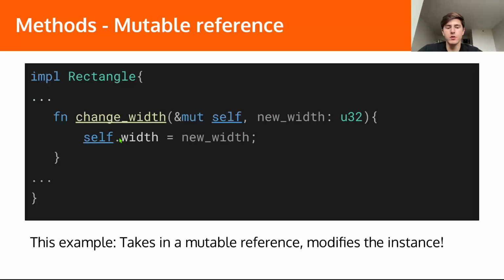So let's cover a mutable reference. Just like this, we can modify the current rectangle that the function is operating on. But we can only borrow it once, so you cannot borrow it again mutably within here.